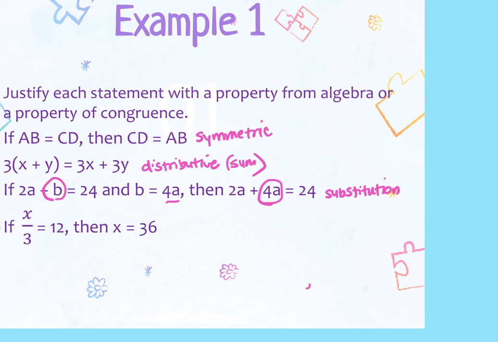I think substitution and transitive are the most commonly confused ones. So if our original statement was that 2a plus b equals 24, but then b equals 4a, so we put 4a in the place of b, that is substitution. And then 4 says x over 3 equals 12, then x equals 36. What happened there? What did you do to both sides? You multiplied. So this is multiplication. And you can put POE for property of equality as shorthand, okay?